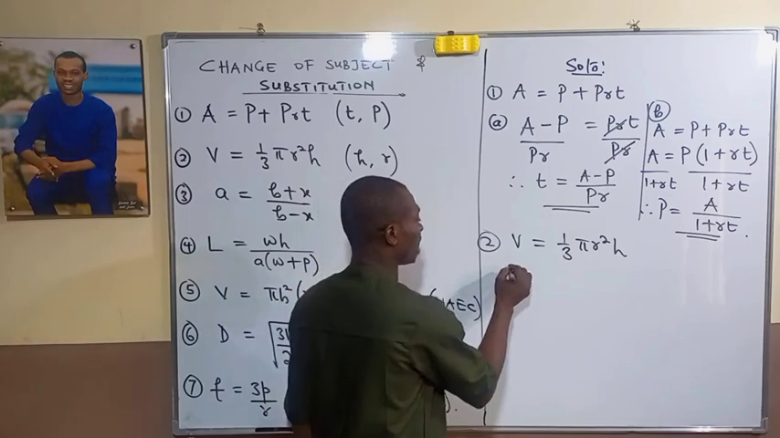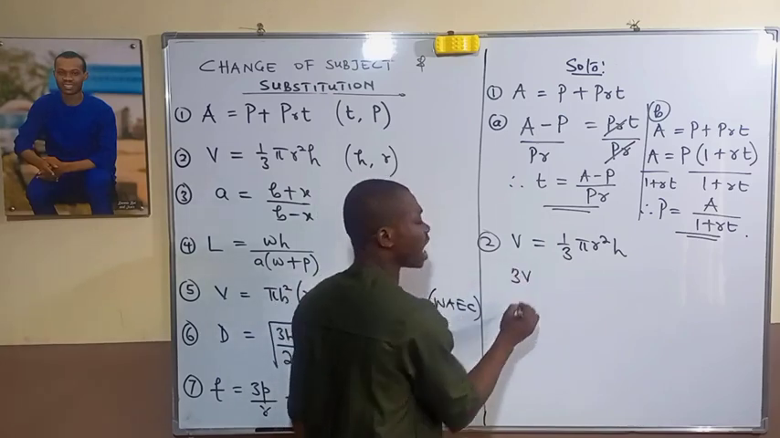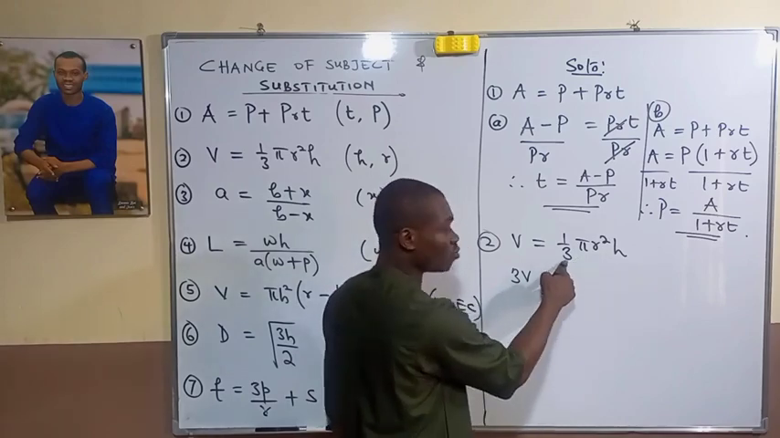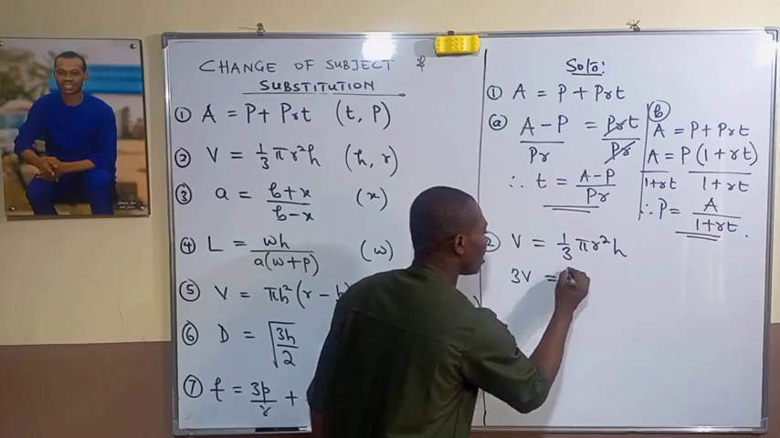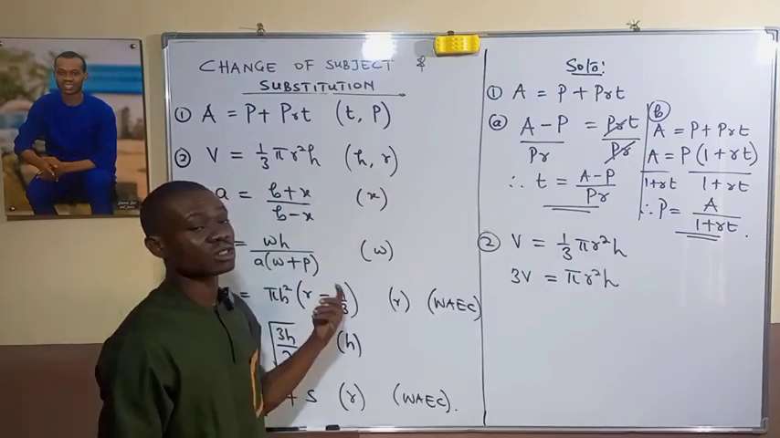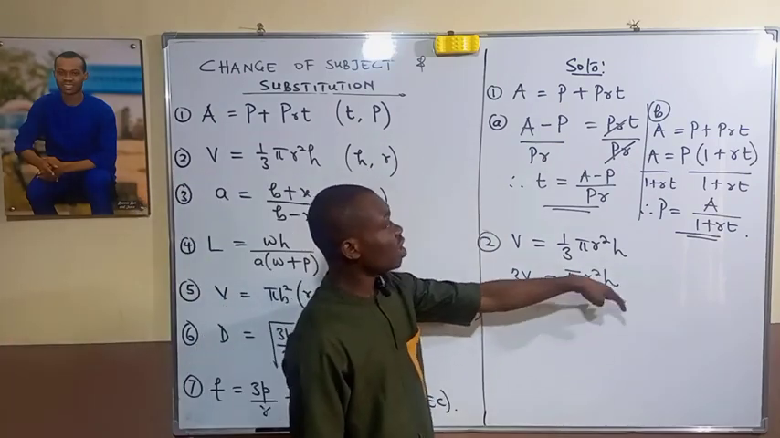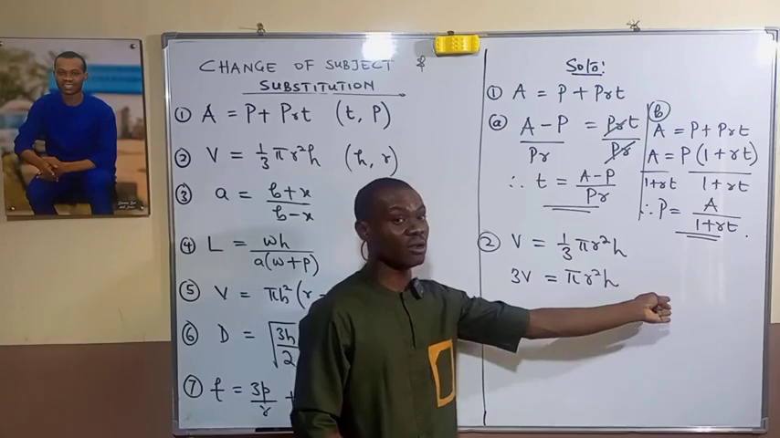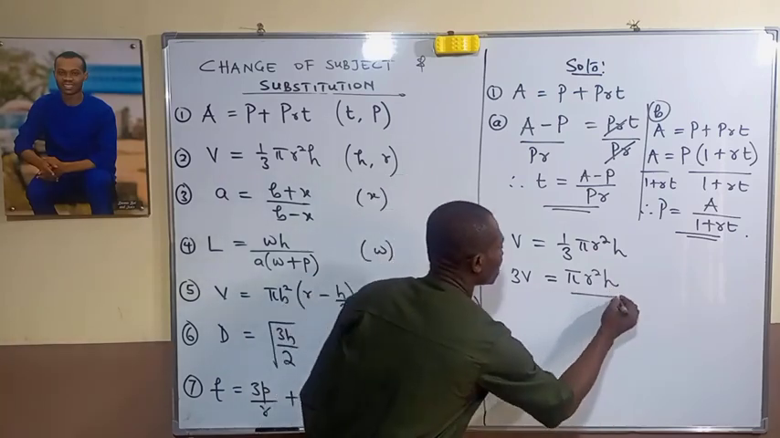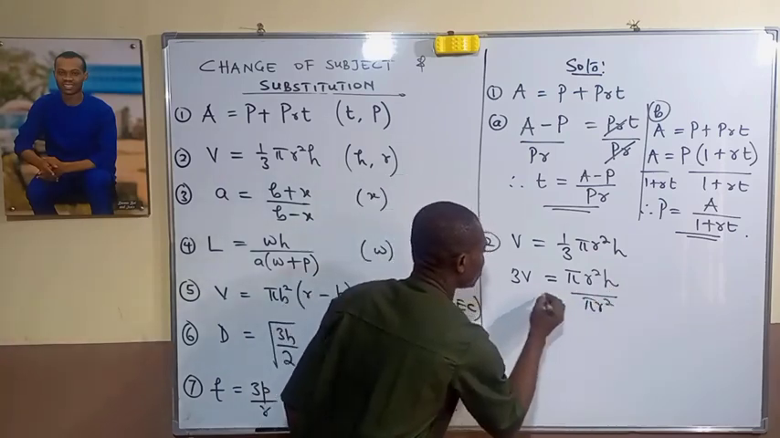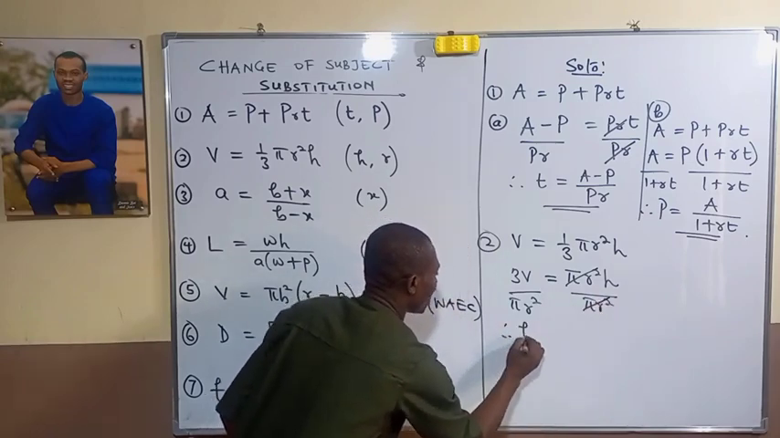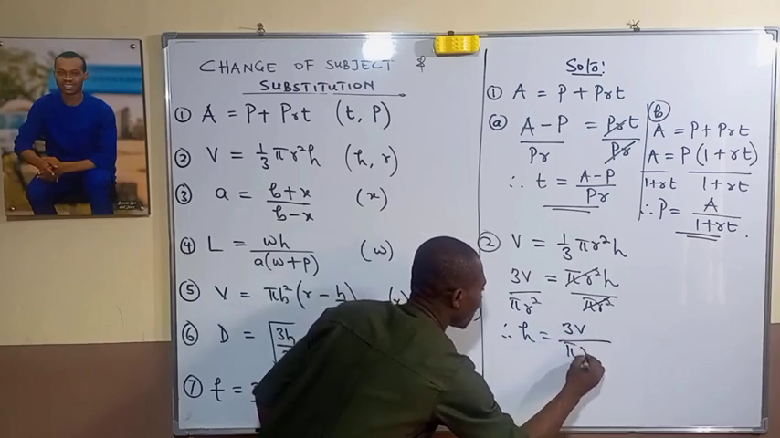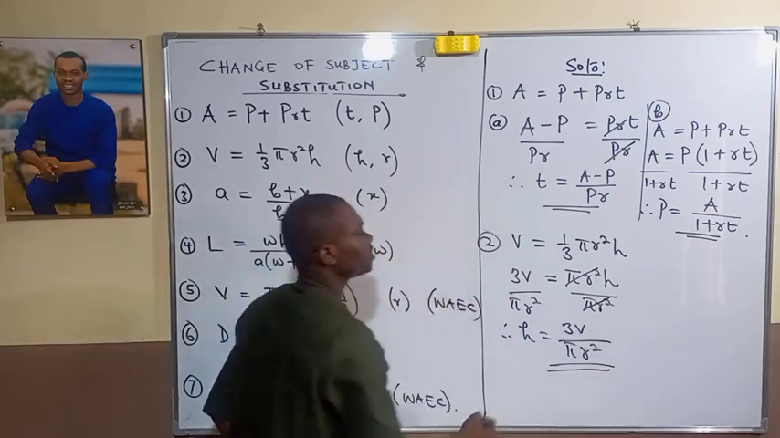And so if I multiply through by 3, I'm going to have 3v equal to, if I multiply this side by 3, the 3 will cancel this. So I will only have, and I want to make H the subject. So I've actually achieved the situation where my H with whatever is standing with it is now alone. So I will now divide both sides by the coefficient. This will go, and so our H is equal to 3v all over pi r squared.